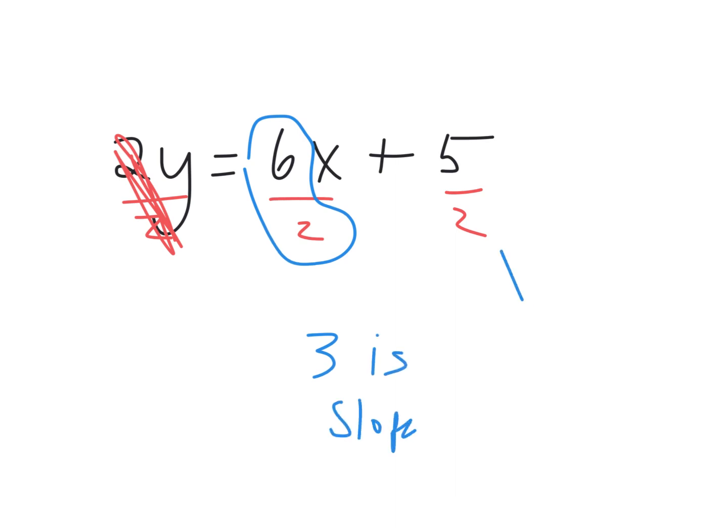And the y-intercept is that. 5 over 2 is the same as 5 divided by 2, which is 2.5, is the y-intercept. All right, so what do we do? We had to divide it by that number to get it out of there.